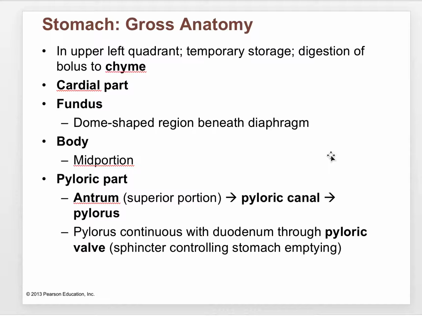Now we move on down to the stomach. The stomach has different parts. There's a cardia part, a fundus, which is the dome-shaped region beneath the diaphragm, the body, and the pyloric part. The pyloric part is the distal portion of the stomach. It's continuous with the duodenum through the pyloric valve.